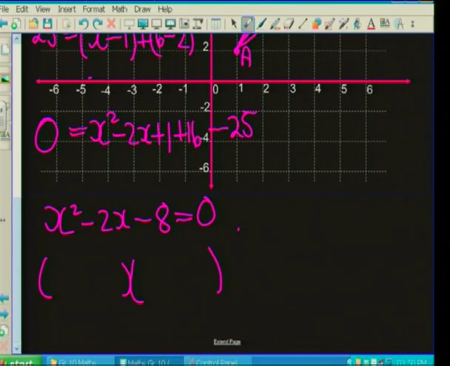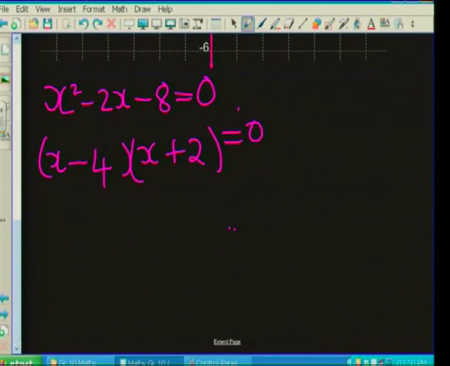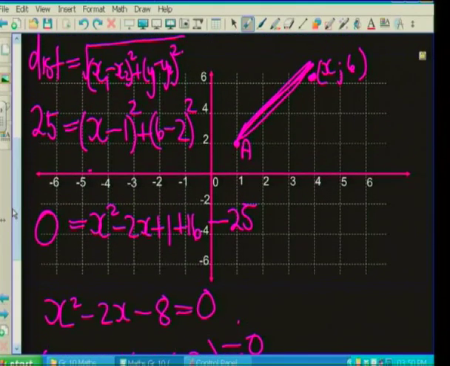Factorize. And I get x minus 4 and x plus 2. Now, boys and girls, that means that I've got 2 possible values for x. X can either be 4 or x can be negative 2. Now, how does that work? Let's go back to our sketch.